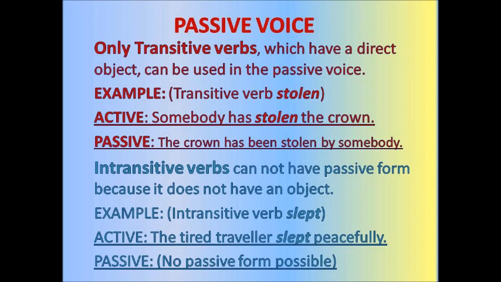Intransitive verbs do not have passive form because they do not have an object. For example, intransitive verb slept. Active form: the tired traveler slept peacefully. The passive form of this sentence is not possible because it does not have the object.